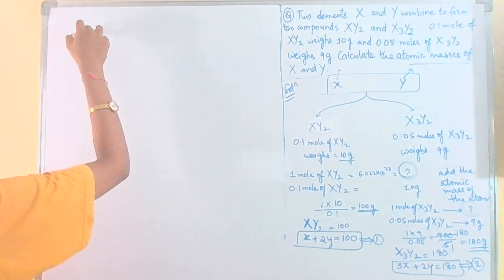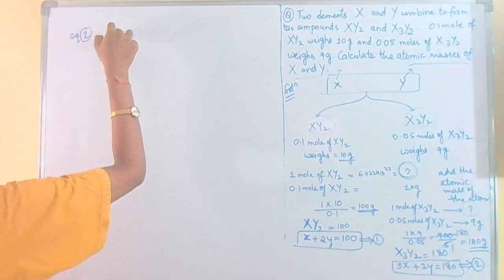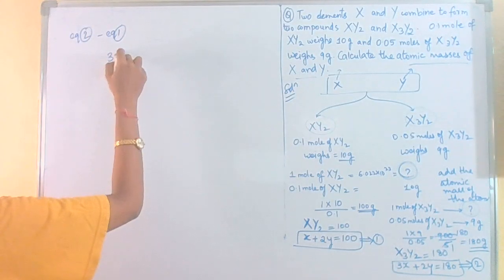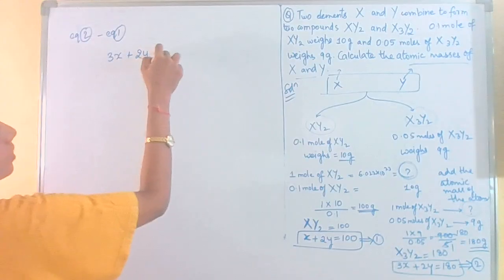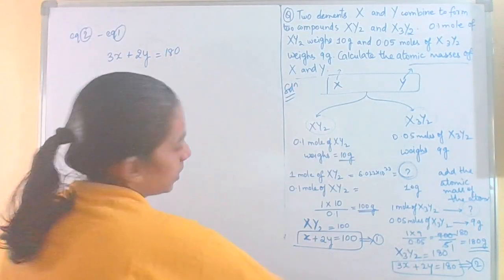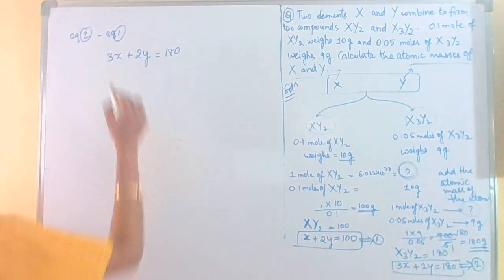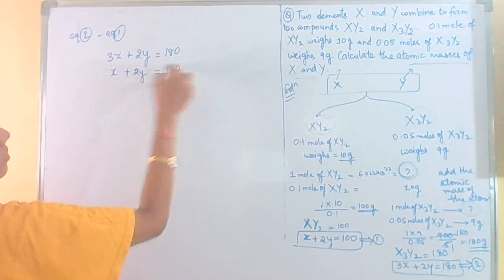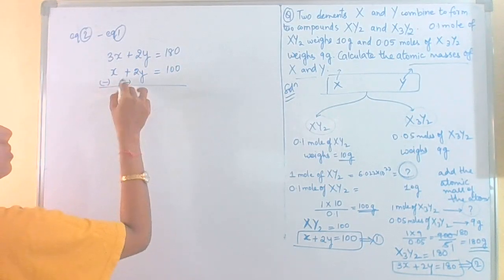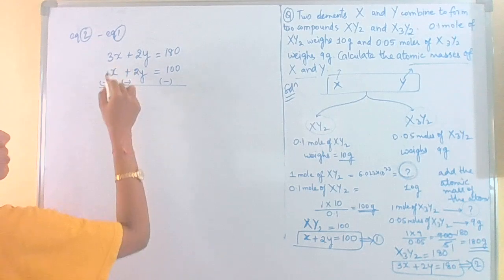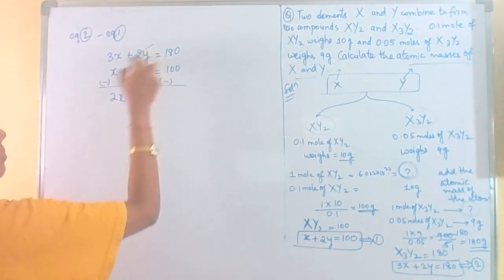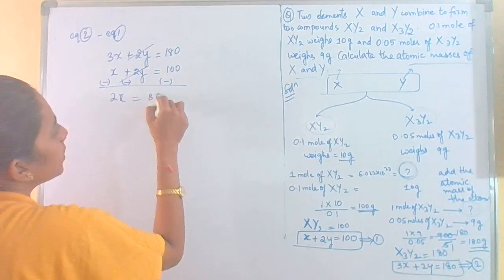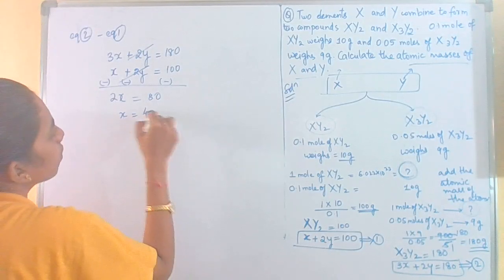Equation 1 from equation 2. Okay, what will be the answer? 3x plus 2y is equal to 180, that is our second equation, minus x plus 2y is equal to 100. You have to subtract. So 3x minus x is 2x, and 2y minus 2y gets cancelled. 180 minus 100 is 80. So x is equal to 40.